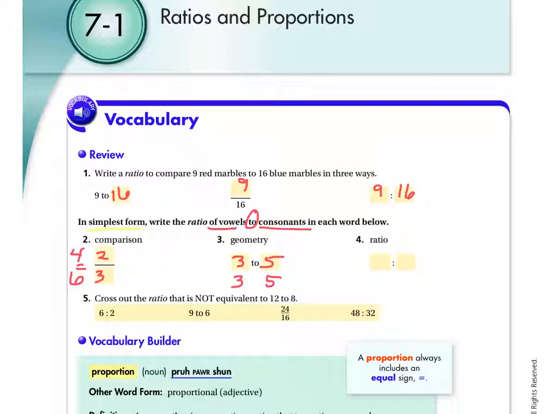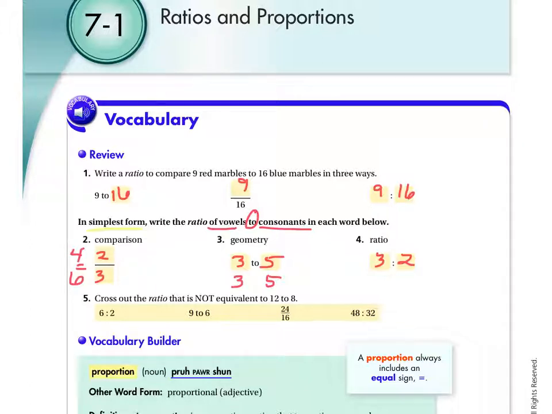And then the word ratio. How many vowels? 3. How many consonants? 2. So your vowels are A, I, and O, and your consonants are R and T. And that one's fully reduced as well.